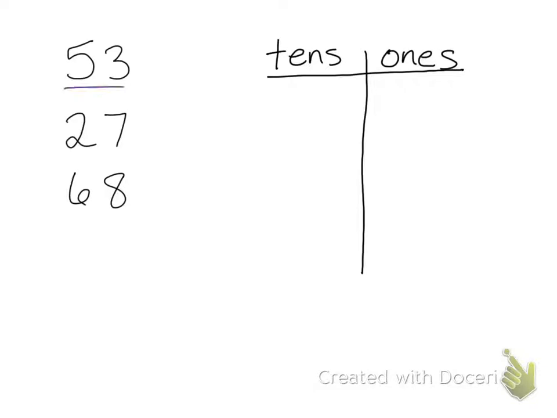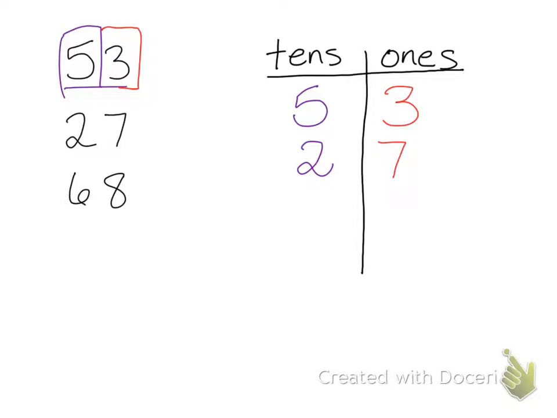Okay, so two-digit numbers have two numbers, of course, in it, two digits in it. The digit on the left is called the tens digit, and the number on the right is called the ones digit. Okay, so in this one, my tens digit is the 5, and my ones digit is the 3 in 53. Okay, what about 27? So in 27, the 2 is the tens digit, and the 7 is the ones digit. What about 68? In 68, the 6 is the tens digit, and the 8 is the ones digit.